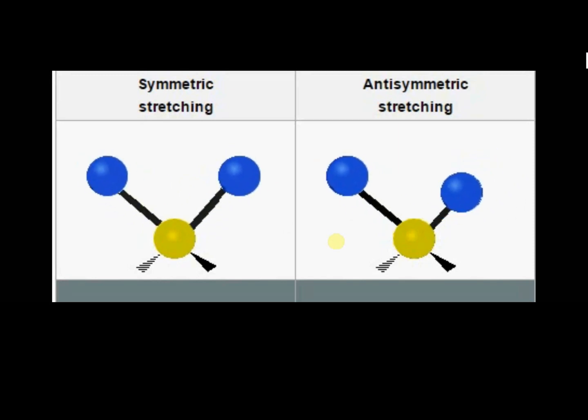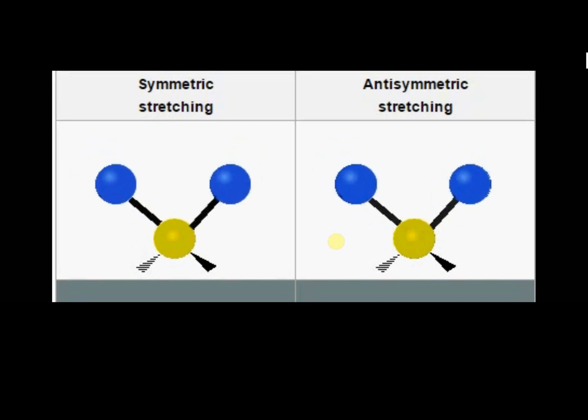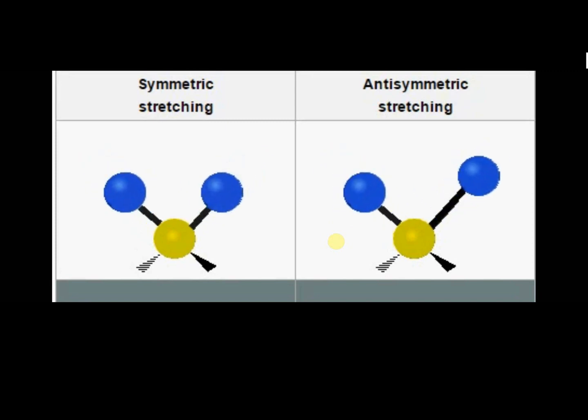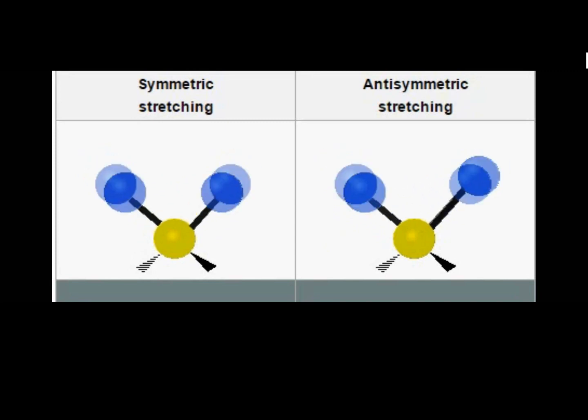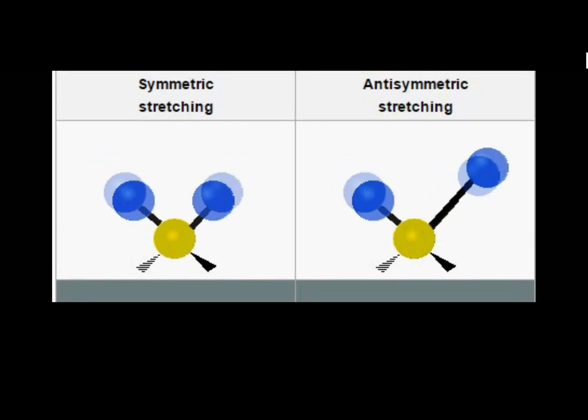So there are, in fact, 2 different kinds of stretching. On the left we see symmetric stretching. The yellow ball represents a carbon atom, and the blue balls represent hydrogen atoms, and the black lines represent the bond lengths. And you can see the bond lengths are increasing and decreasing. That is, they're stretching. They're stretching symmetrically, or they're stretching asymmetrically. Both types of stretching occur within a carbon to hydrogen bond.